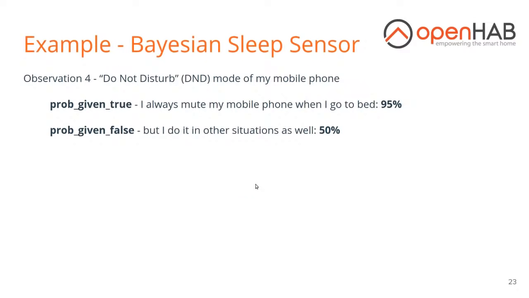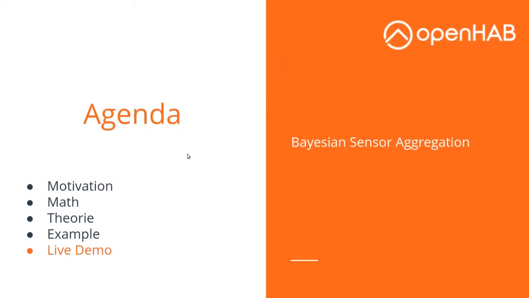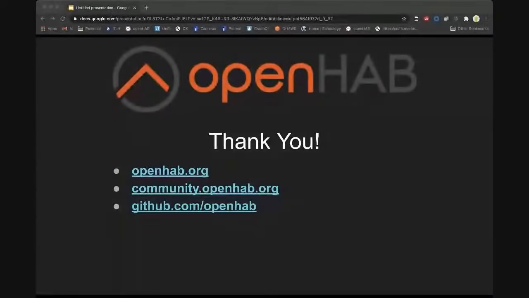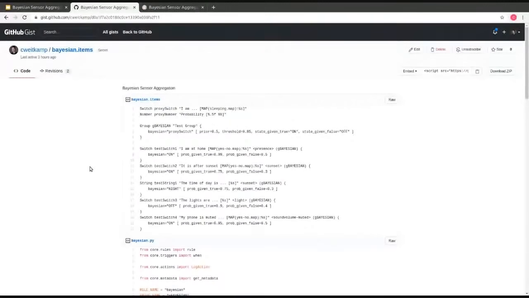The last observation is the do not disturb mode of my smartphone. And I always mute my phone when I go to bed. But sometimes I muted it, like in this talk, I muted it too. So it's not always an indication for me to sleep. Okay, now I will show you the live demo.